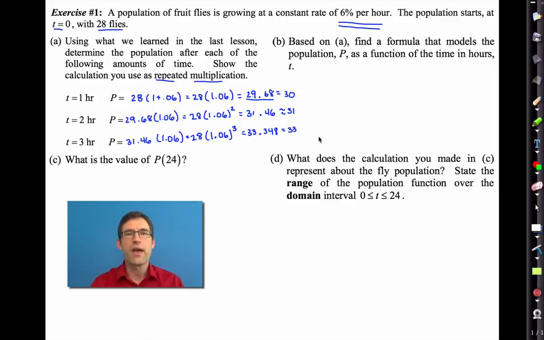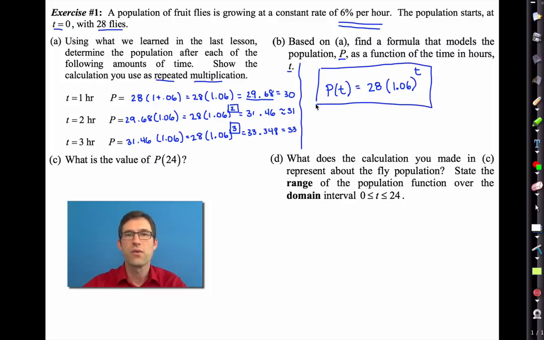So all we're doing every time period, every time period of increase of 1 hour, is we get to multiply by 1.06 again. Because we keep multiplying by the same quantity again and again, we can represent that repeated multiplication in terms of an exponent. Now watch how easy it's going to be to create a formula. We want a formula for P as a function of the number of hours t. Well, it's this easy. P of t, we start with 28. That's our original amount. We multiply it by 1.06, and we raise it to the t because this represents how many hours have gone by. And that's it.